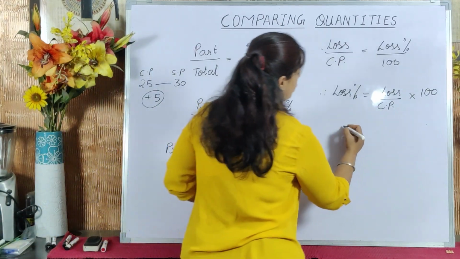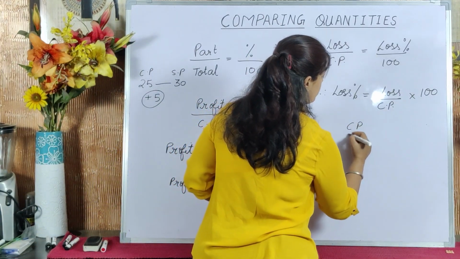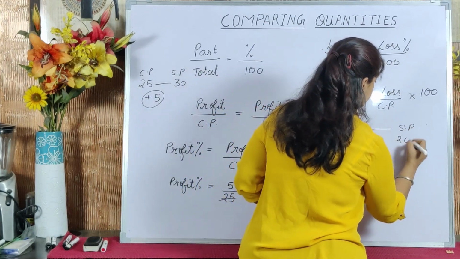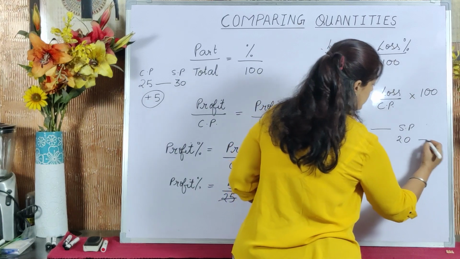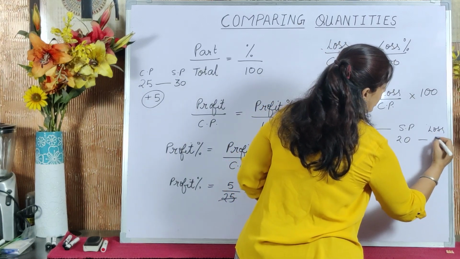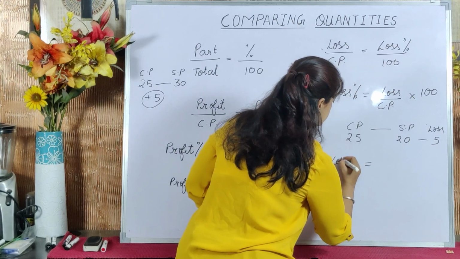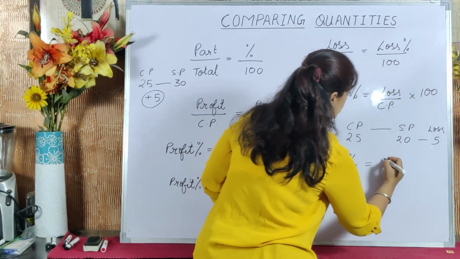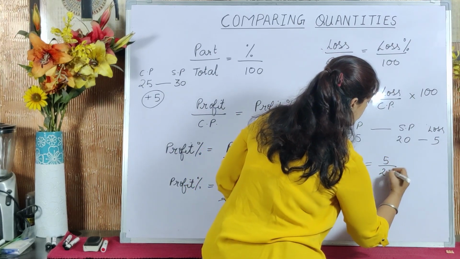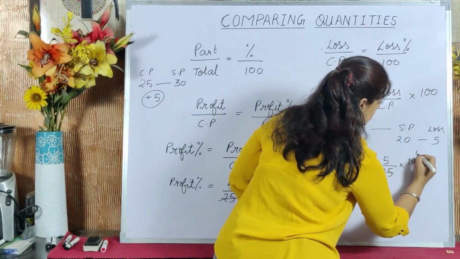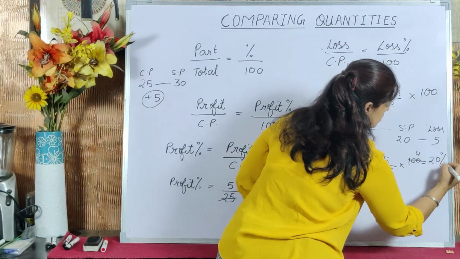And when he purchased the pen for 25, cost price was 25 and sold it for 20. Again he made a loss of rupees 5. So the loss percent will be, loss was 5 upon 25 into 100. Again it was 20% loss.